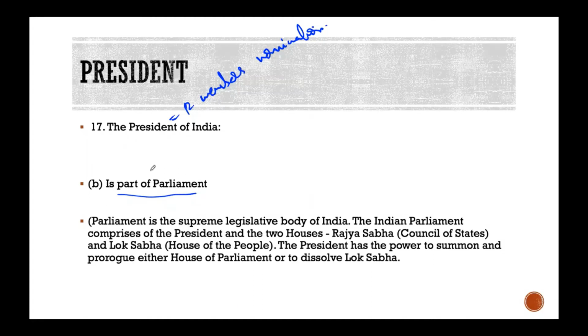In Andaman and Nicobar, in Lakshadweep, Dadra Nagar Haveli, Daman Diu. And what are the powers when it comes to Puducherry? There are some tricky aspects as well, so just go through those.